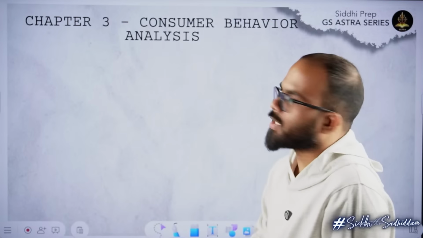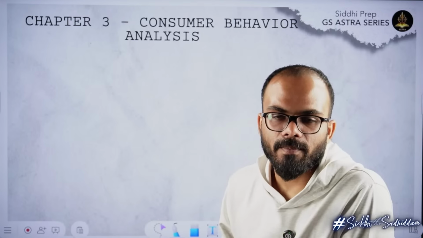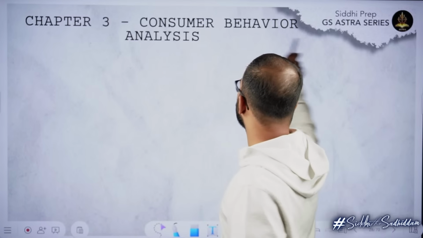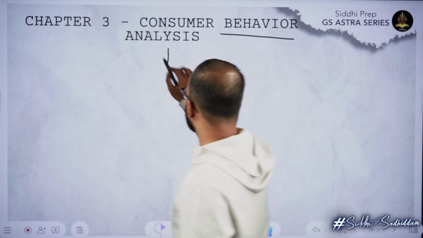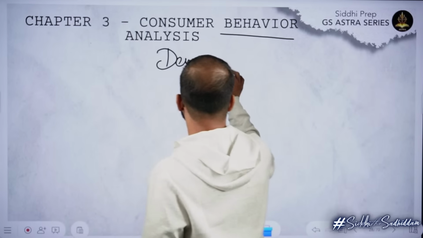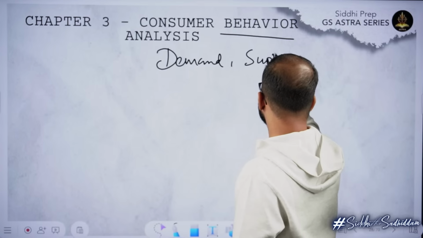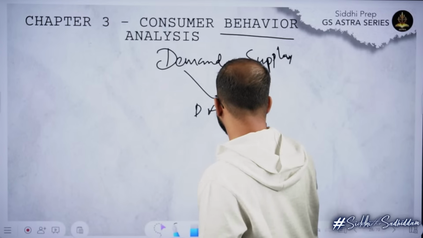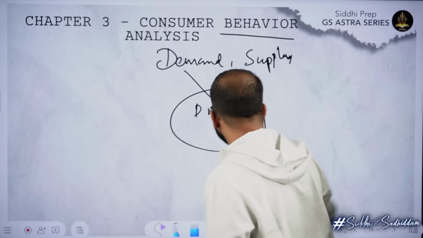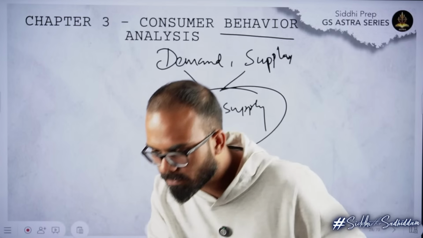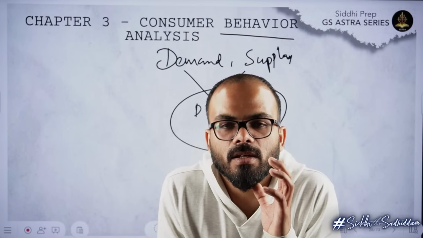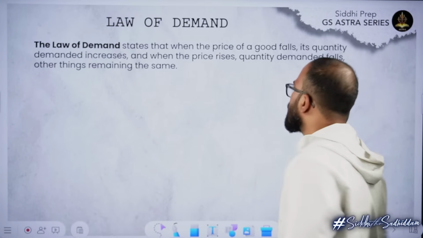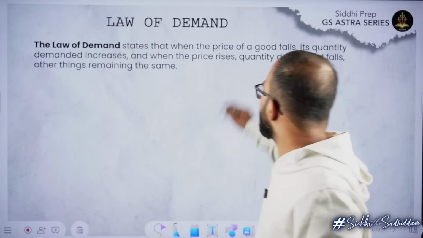So this is all about the discussion on utility. Now we will talk about the other part of consumer behavior analysis, where we will talk about demand and supply, and we will combine the concepts of demand and supply, and we will understand the overall behavior of a consumer. So first thing that we are going to talk about is demand.